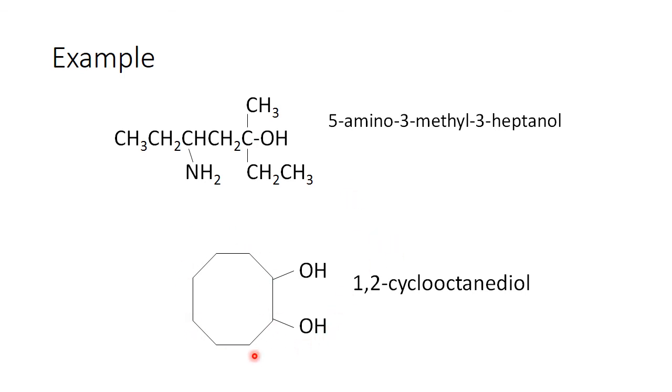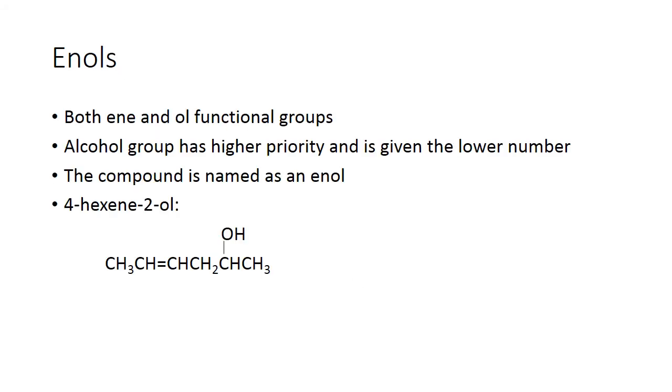If I go down here to this lower one, I can see there are 8 in the ring, so it's a cyclooctane. There are 2 ols, so it's a cyclooctane diol. Where are they located? 1, 2. So it's 1,2-cyclooctane diol. Alternatively, we could say cyclooctane-1,2-diol.